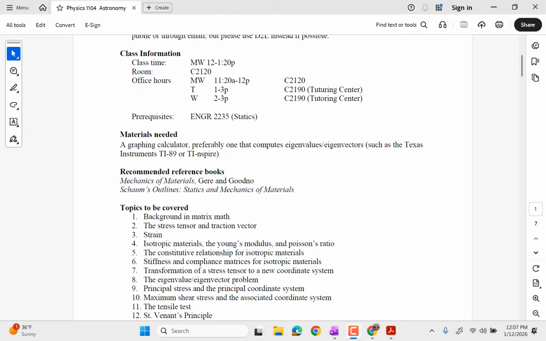It is a good reference book, but really I would only use these if you want a reference book after this semester ends. While this semester is going on, I would just try to understand what I'm talking about. The Gear and Goodnow book is a well-known full textbook, so it's expensive. The Schaum's outline is cheap, $25 or something, paperback, and it has a ton of problems with solutions. It's really nice if you're getting ready for a standardized test or something, say.